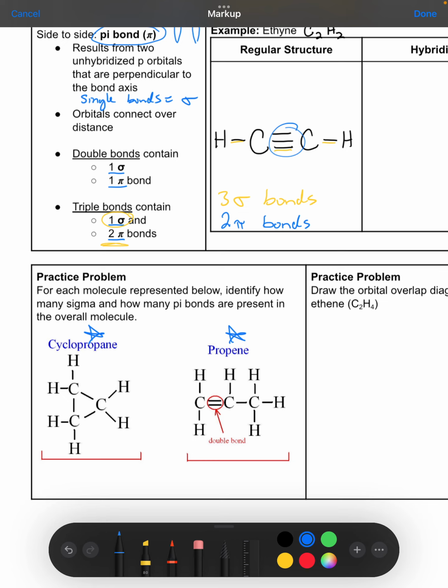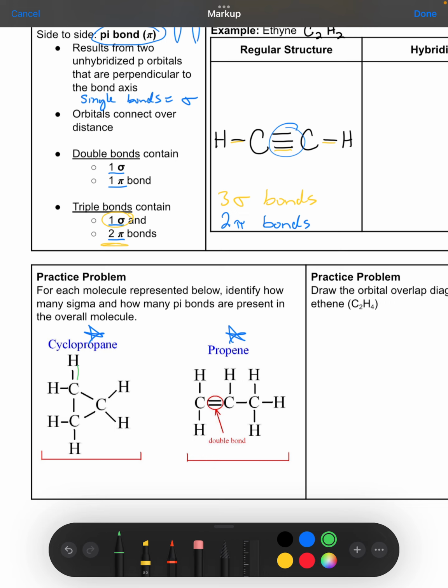But if you don't want to do that and you're not comfortable, keep watching. In cyclopropane, I do not see any double bonds. I do not see any triple bonds. So that means that the only bond type present is going to be sigma bonds. So I just have to count to see how many bonds I have.